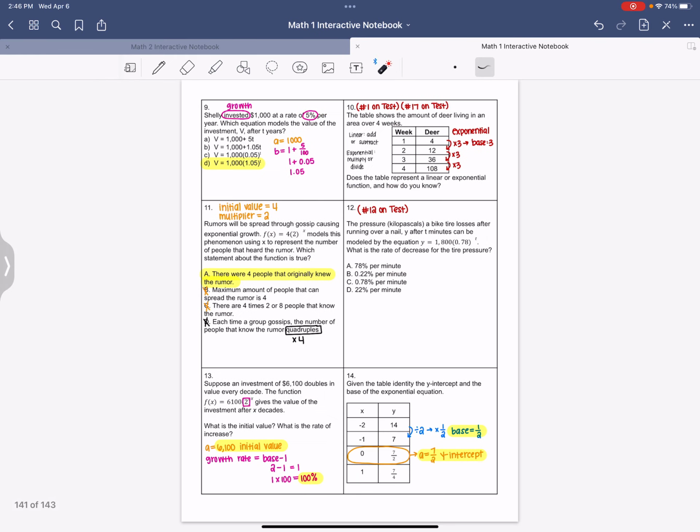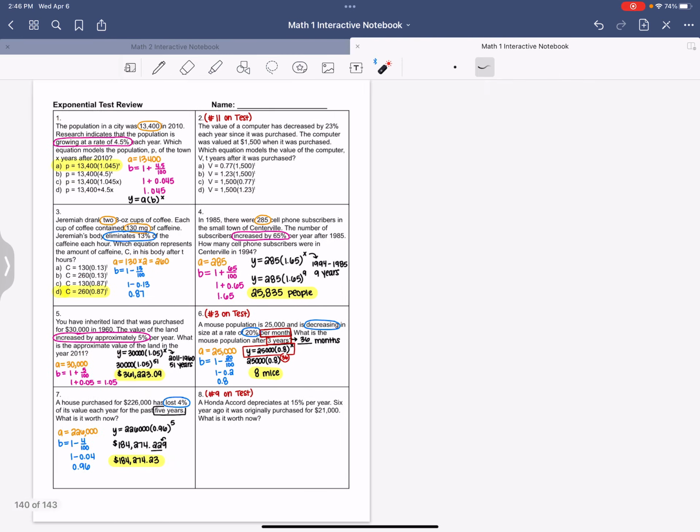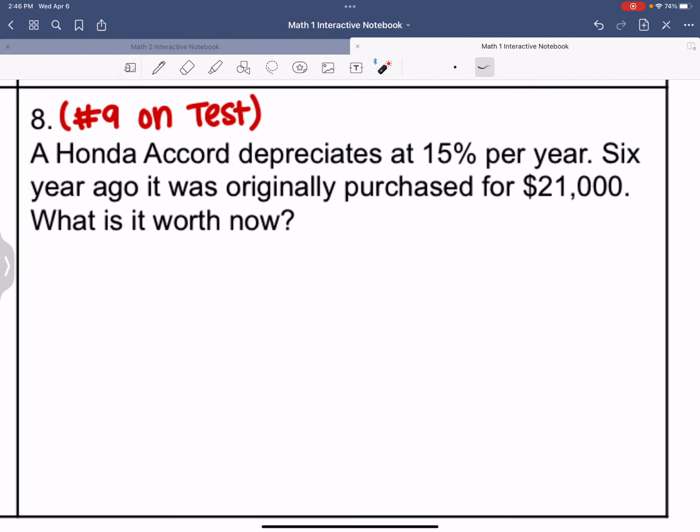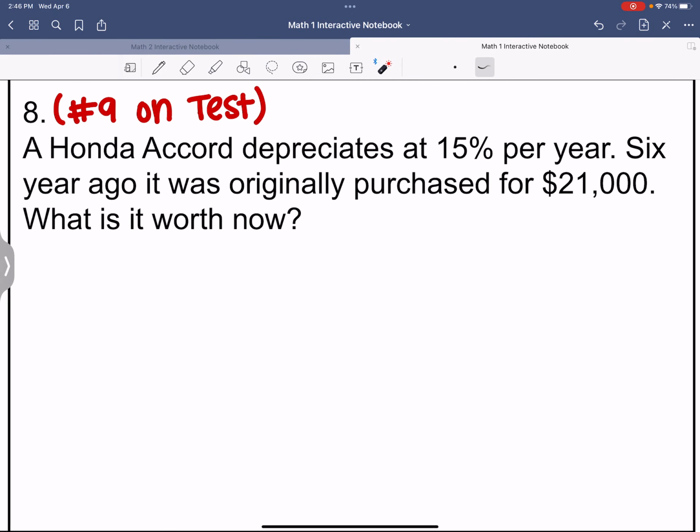All right, let's see what the next one was. I guess that would be number 9 on your test. Okay, number 9 on your test, if you have that pulled up, it's asking you about a tractor that depreciates by 6% and how much is it worth after 6 years. So here we have a car depreciating and it's asking you how much it's going to be after 6 years.